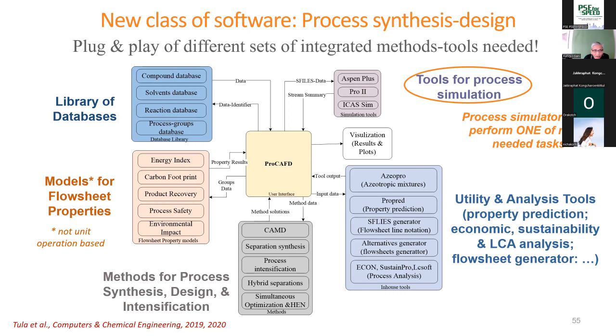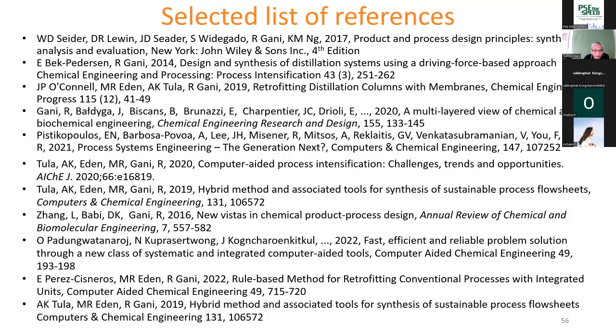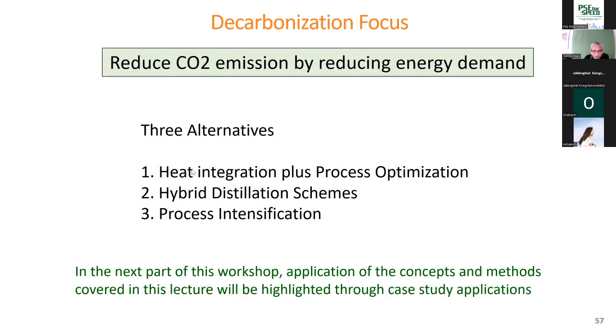References, these references we have used. And finally, the next part will be done by the Thai team. And they will show examples of heat integration plus optimization, examples of distillation, hybrid distillation, and process intensification. Hybrid distillation will include dividing wall column as well. So they will show actual problem solution, not just examples, but actual problem solutions.